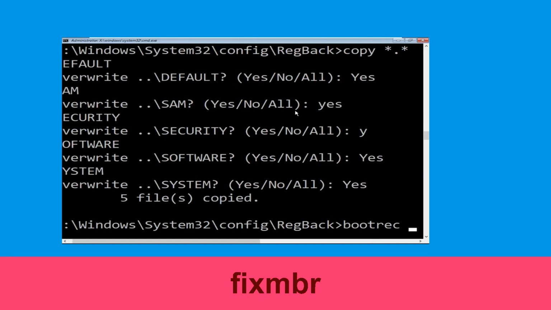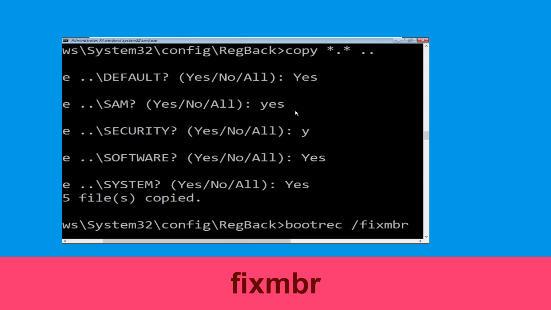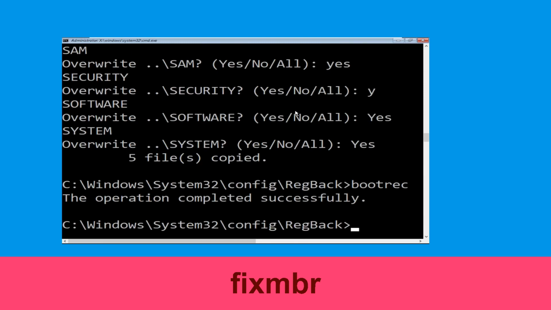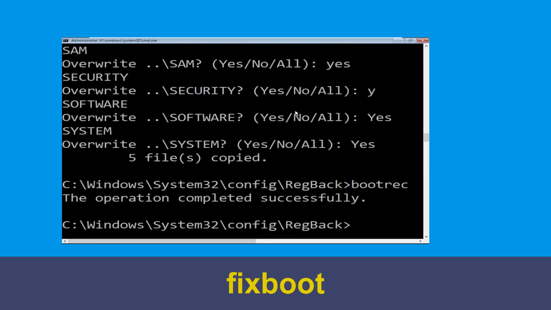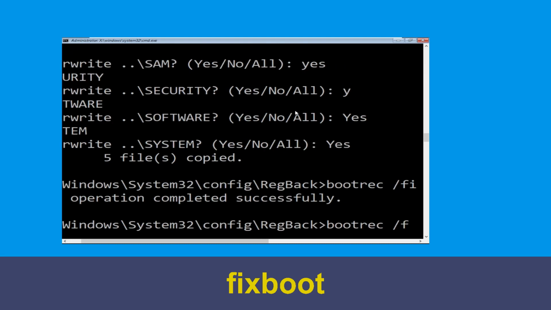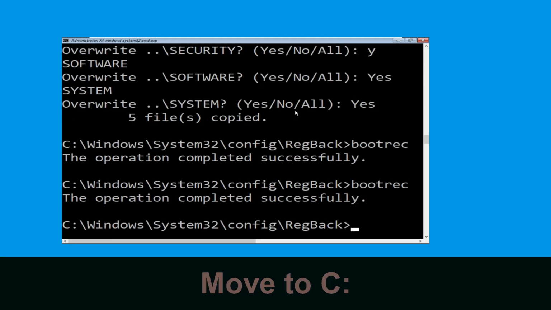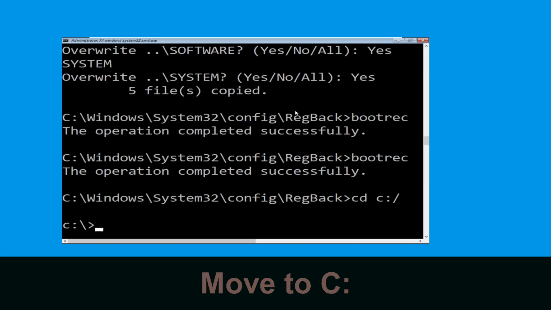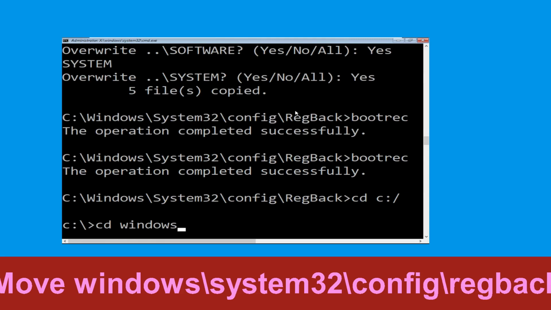Type in bootrec space /fixmbr and hit enter to execute the command. Type bootrec space /fixboot and hit enter. Now execute this command cd space c colon slash. Now type cd space Windows /system32 /config /regback and hit enter to execute.